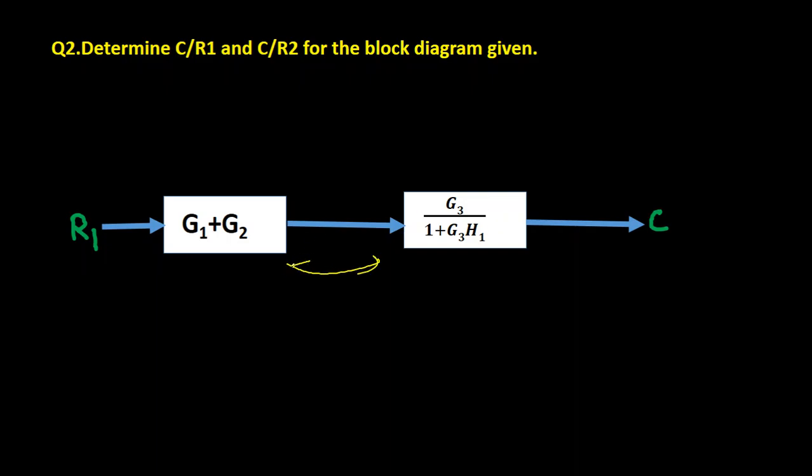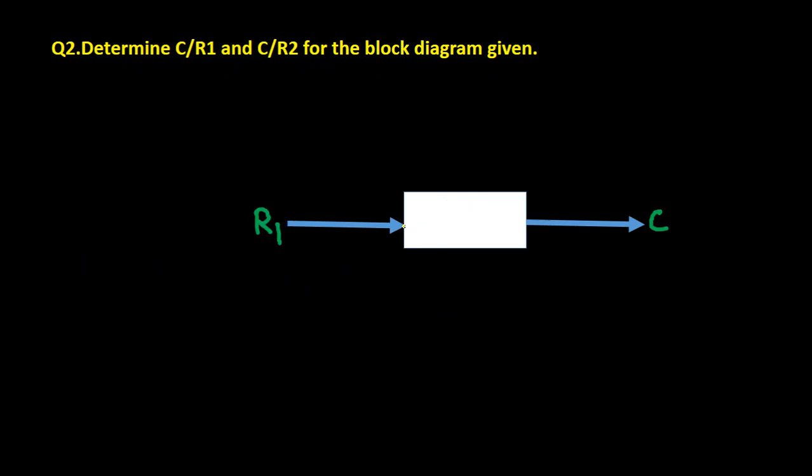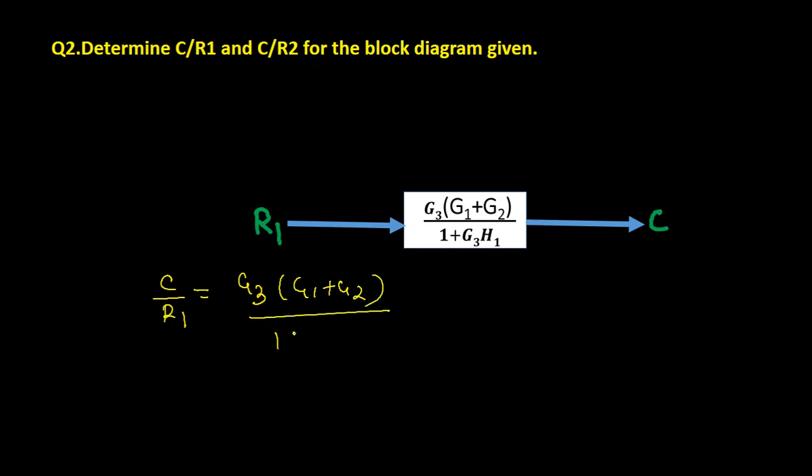Now we can see that these both blocks are in cascade. For cascade blocks, we know that the overall transfer function will be the multiplication of the individual transfer functions. So when we multiply, we get this type of answer: G3 into G1 plus G2 divided by 1 plus G3 H1. So in the question, we have to find out C by R1 is equal to G3 into G1 plus G2 whole divided by 1 plus G3 H1.